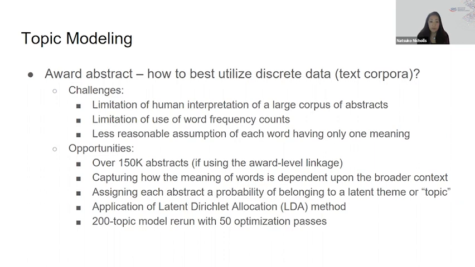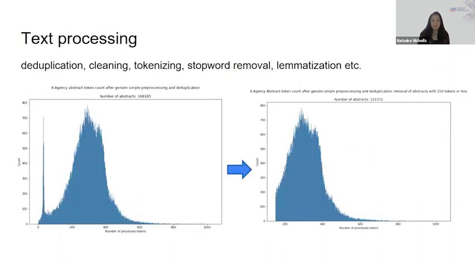After repeated experiments, we adopted a 200 topic model that we ran with 50 optimization passes. As always, we start with text processing: deduplication, cleaning, tokenization, stop word removal, revising the list of stop words, and then lemmatization. These two graphs demonstrate the distribution of abstracts by number of tokens.